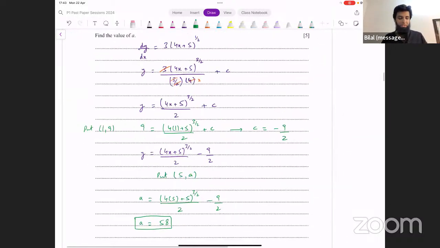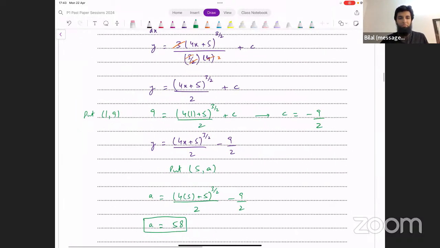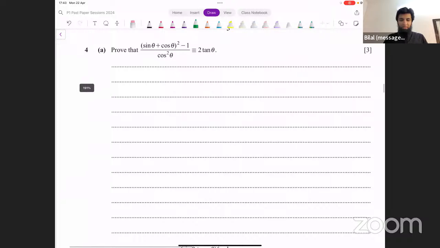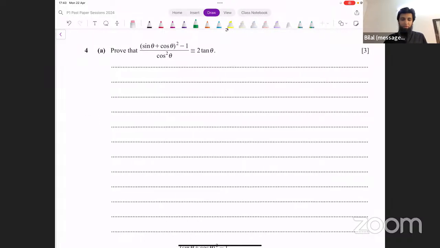Thank you. So this is question number 3. Okay, make sense? Let's move on to the next one now. It says, prove that this identity is true. How do we do that? The left side looks more complicated. Let's start from the left-hand side and see what that gives us after simplification.